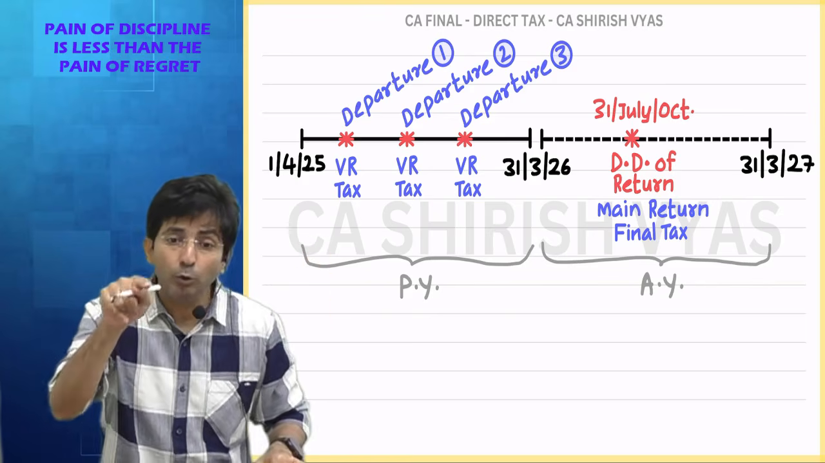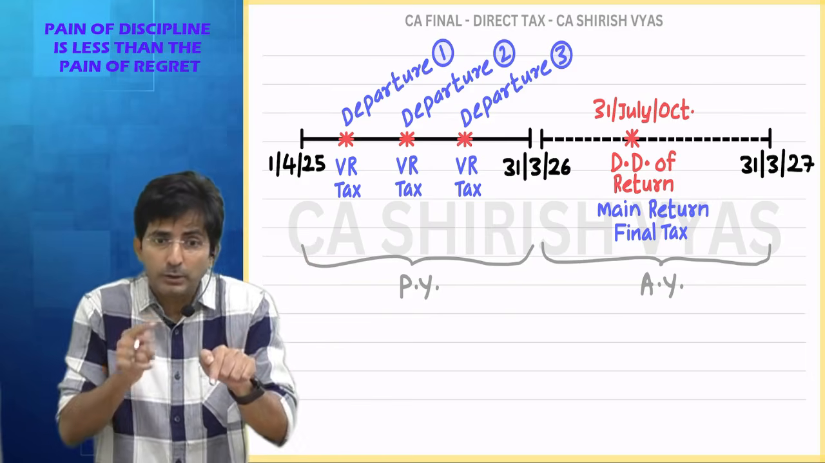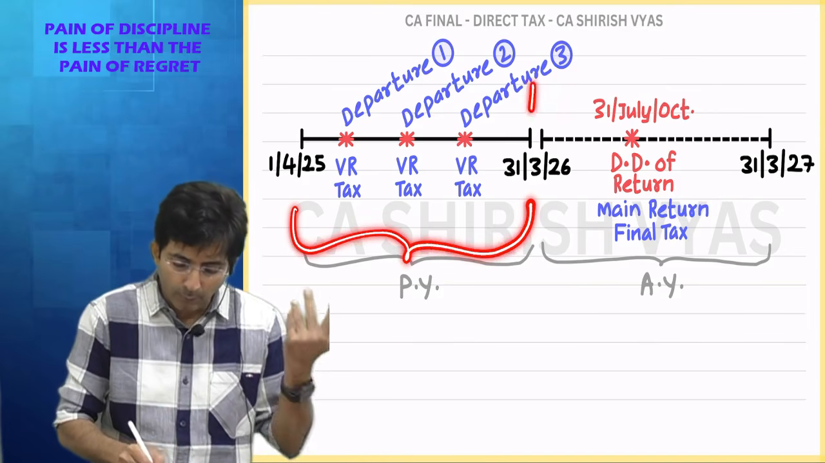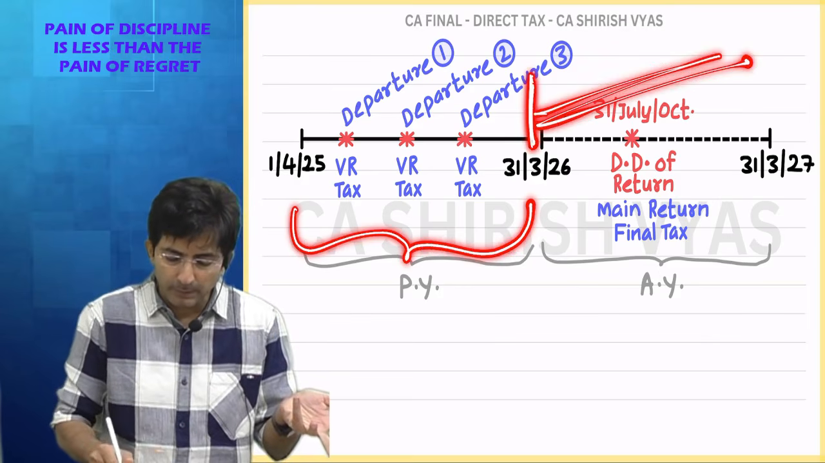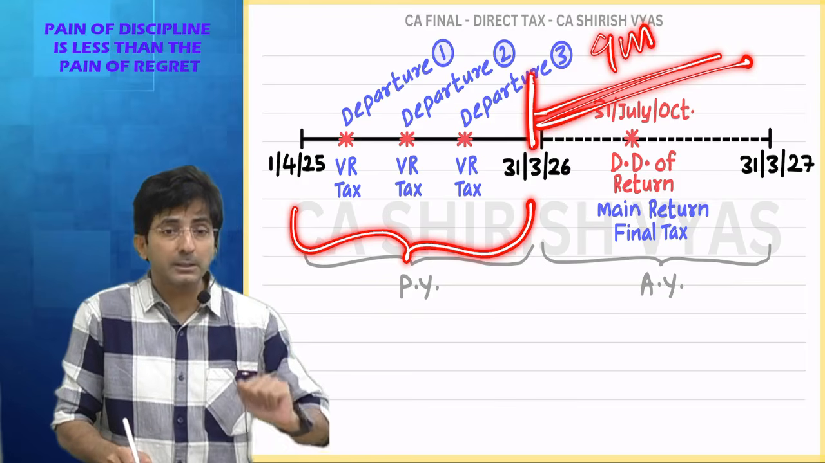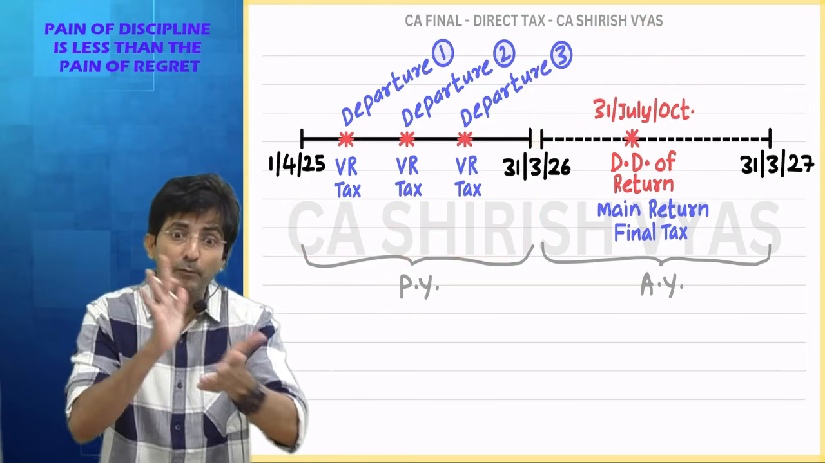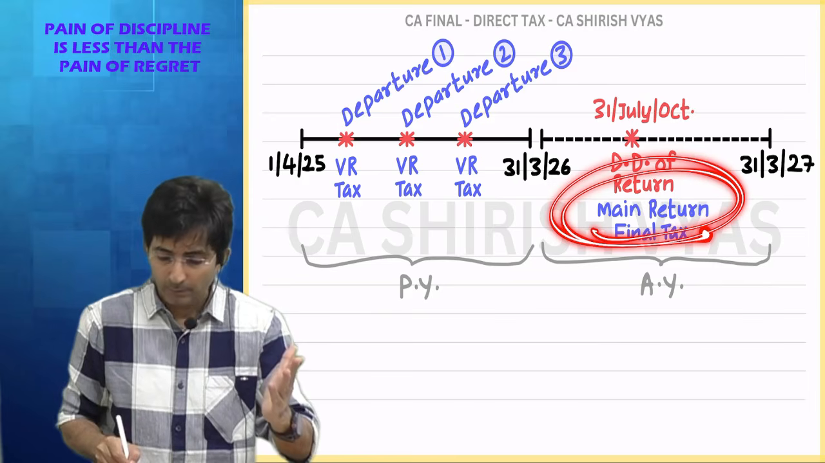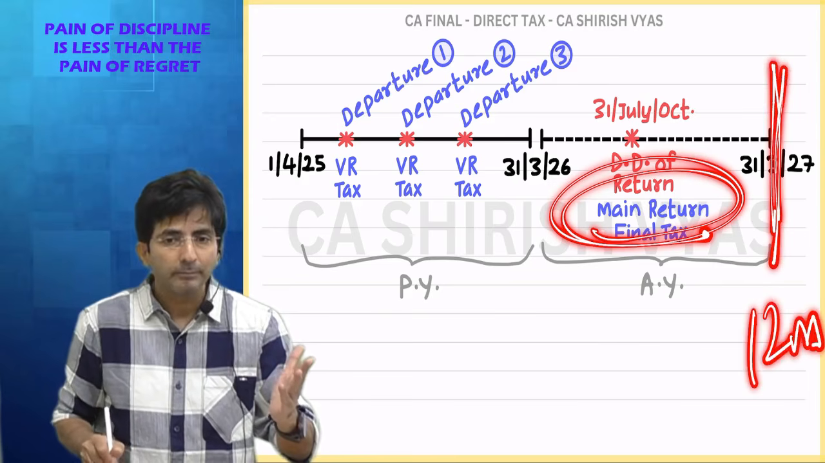But that they will do when? Within 9 months from the end of the year in which the voyage return is filed. And generally, voyage return will always be filed in the previous year only. So from the end of the previous year, within 9 months, that assessment will be done. But this is not the main assessment. Main assessment will happen when? After the main return is filed, within 12 months from the end of AY.